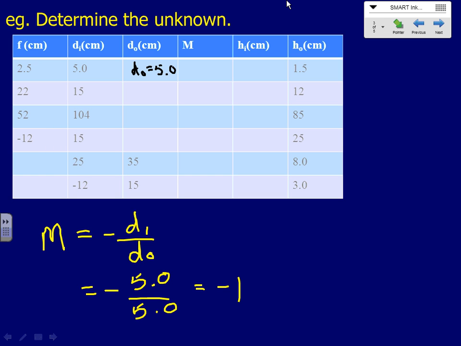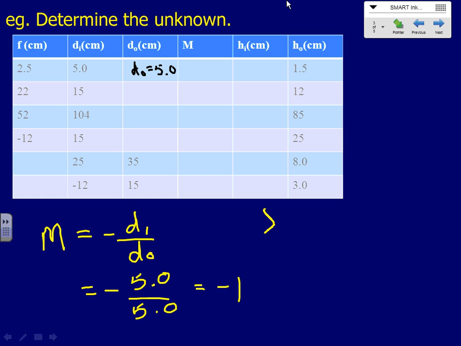That means the magnification is 1, which means the height of the image is exactly the same as the height of the object, except it's upside down. Did we see that in our ray diagrams? Yes. Where was the object? It was right at C. And notice the DI and the DO are the same at that point, and that it's twice as much as F. It's exactly what we would expect.